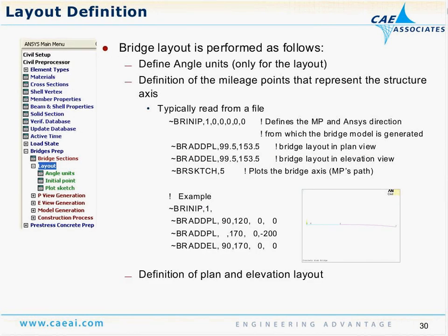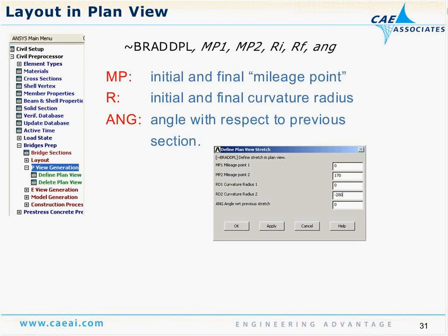So once you define your sections or series of sections, the next step would be to lay out in plan and elevation view the actual bridge span. So we can perform, with the bridge layout capabilities, a definition of straight and curved sections. We specify what CivilFEM terms mileage points, and at each of these mileage points we can have a starting and ending radius, if applicable.